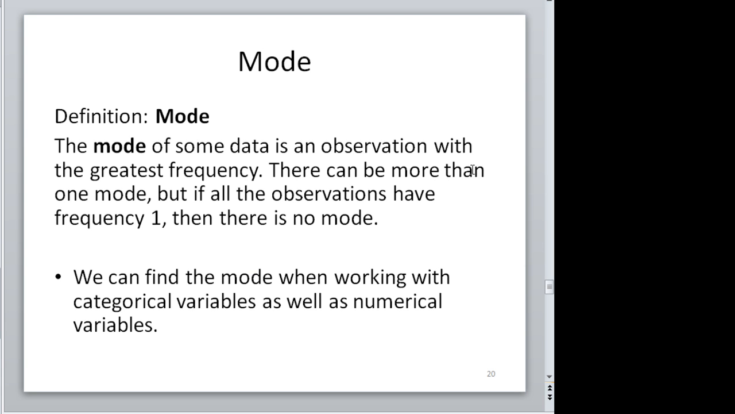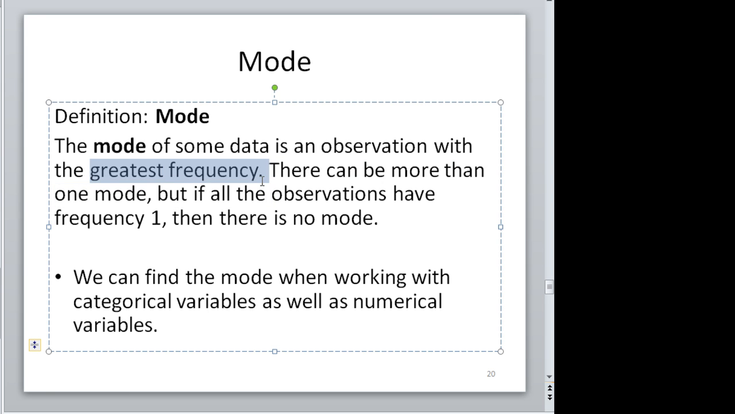Okay, mode. Mode is simple. Mode is basically most frequent or the greatest frequency. So it can be possible that you can have more than one mode, meaning there's two numbers that have the same frequency, then we have two modes. Or let's say none of the data points got repeated. They all have a single data point. That means it's possible that there is no mode case.